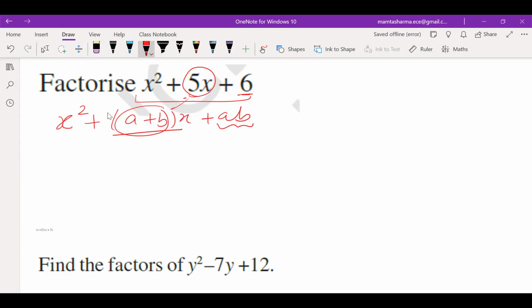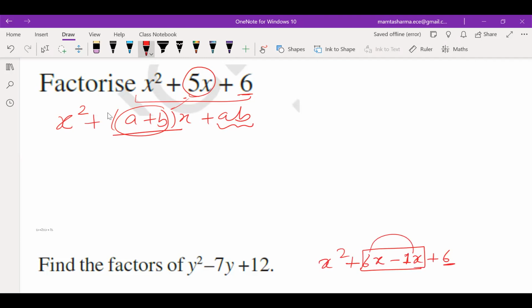Ma'am, so can we write x square plus 6x minus 1x plus 6? x square plus 6x, yes, minus 1x minus 6... No, ma'am, see, because 6 minus 1 is 5x only, but 6 into 1 will not be the 6.